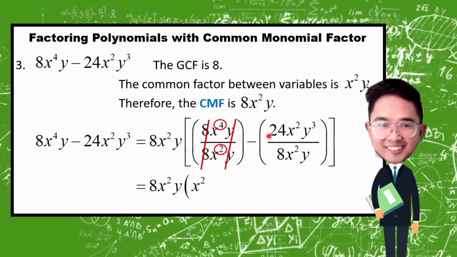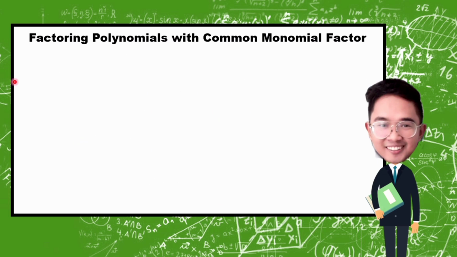Simplify this. 24 divided by 8 is 3. Correct? x squared divided by x squared is equal to 1. y cubed divided by y is y squared. We have negative 3y squared. The factors of 8x raised to 4y minus 24x squared y cubed is 8x squared y multiplied by x squared minus 3y squared. Let's now proceed to number 4.